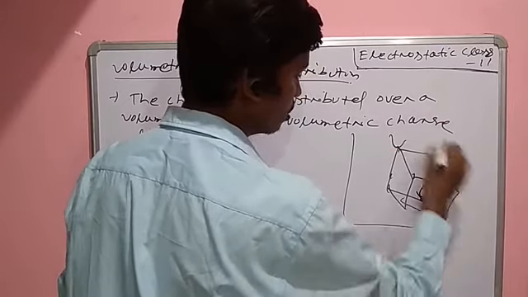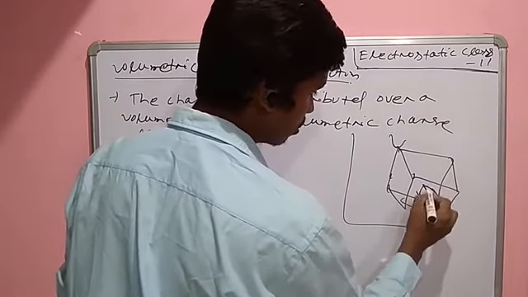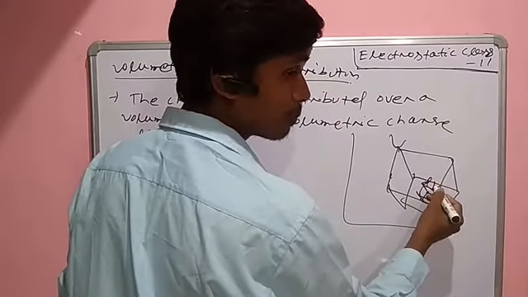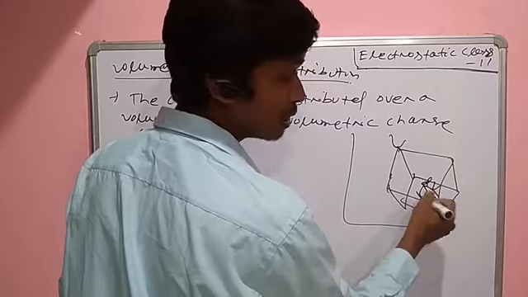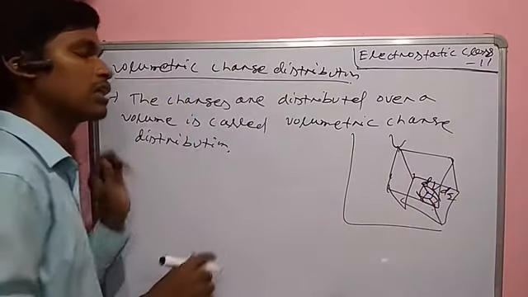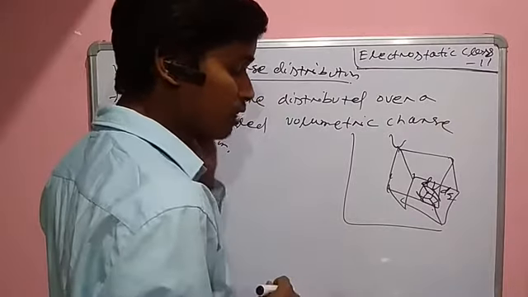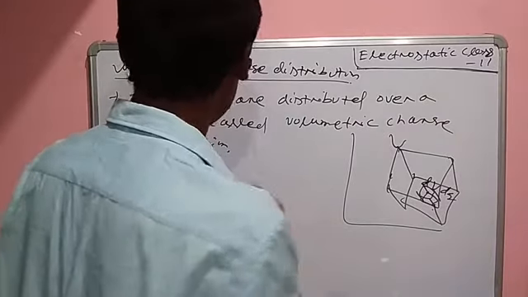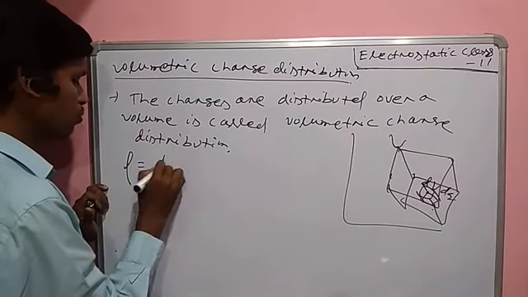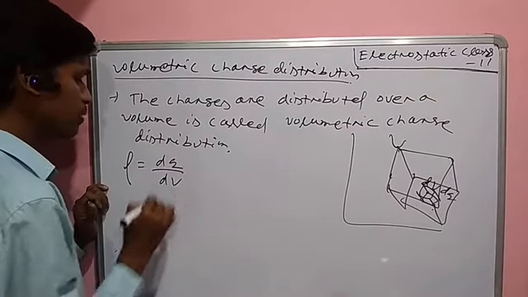So for reference, take the cube, a three-dimensional space, with a small cube. Here the volume is V, the small volume is dV. The charge Q is present on V, then the charge present on dV is what? dQ. So from this volumetric charge distribution, the volumetric charge density is defined. The volumetric charge density is denoted as rho, equal to dQ by dV.